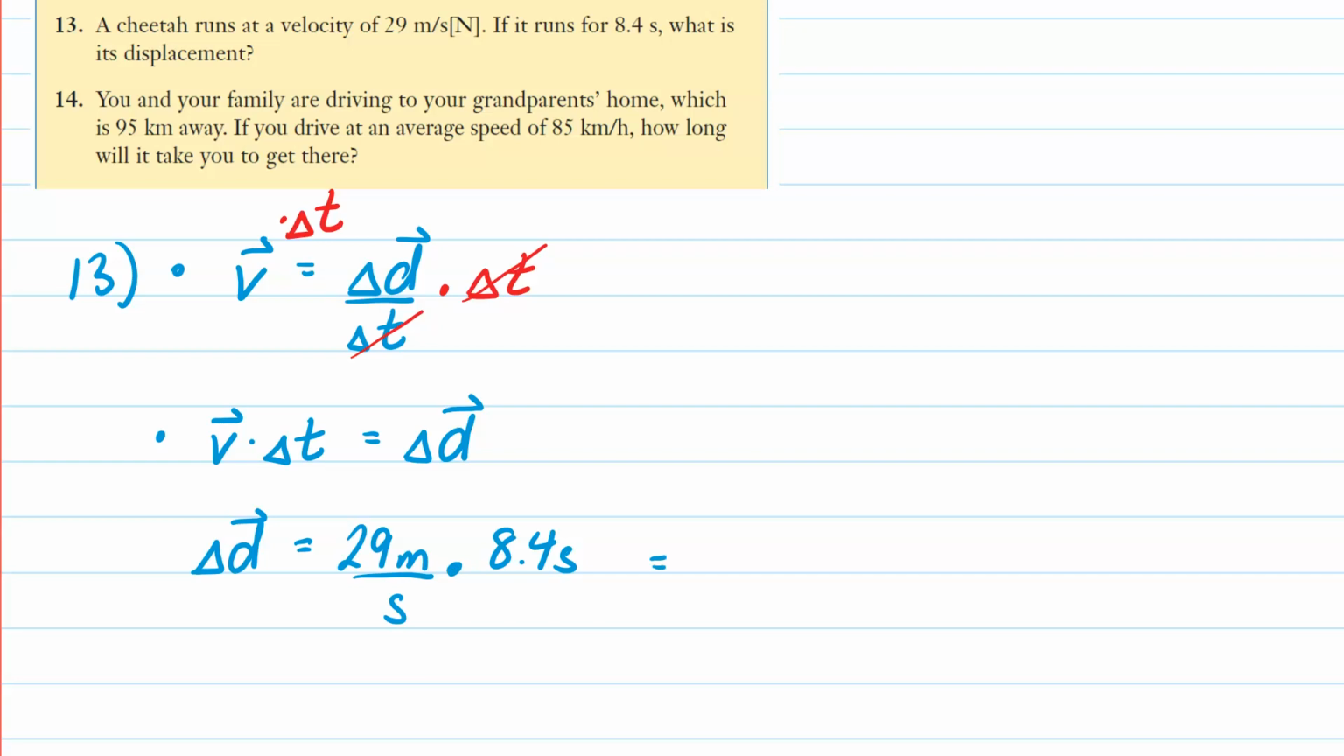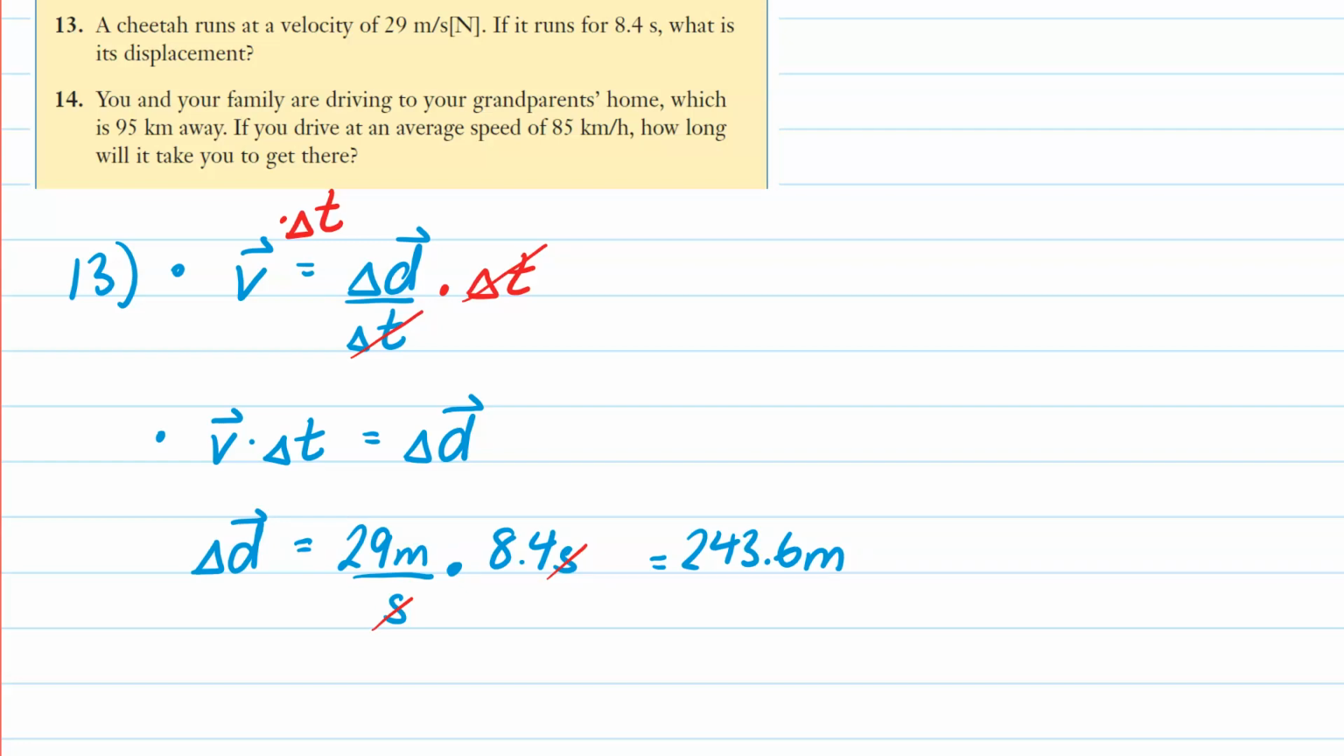If you notice your units, seconds on top cancel out with seconds on the bottom, and you're left with a unit of meters. Which is correct, because you want to figure out what displacement is. Displacement's given in meters. So we'll just plug in 29 times 8.4 in the calculator. That gives us 243.6 meters for displacement. That's a positive number, so we're going in the positive direction. We're going north.